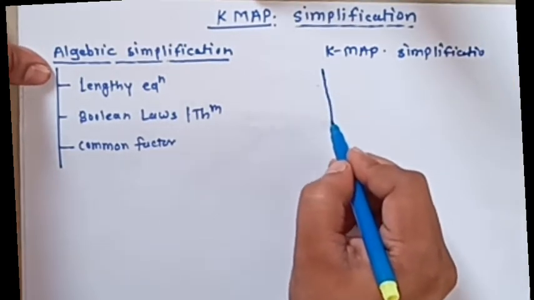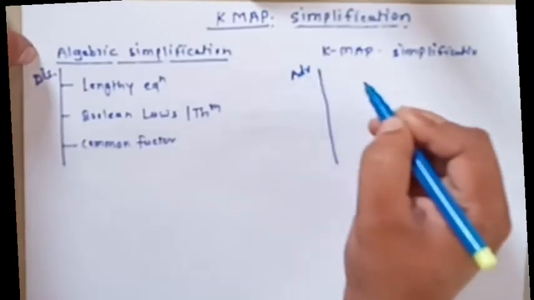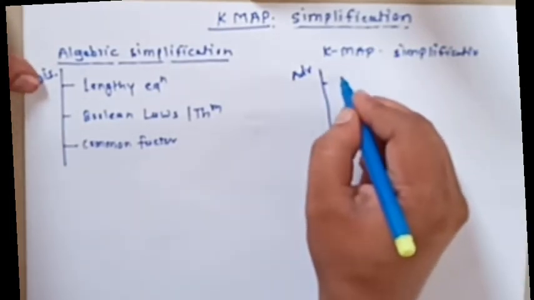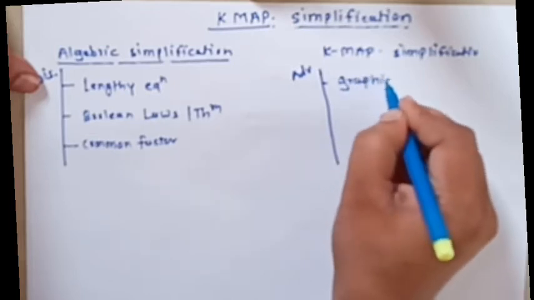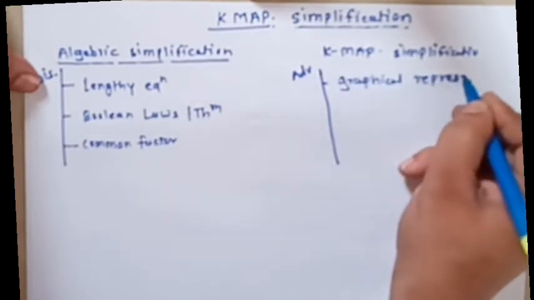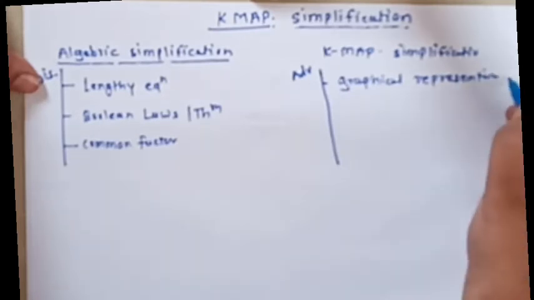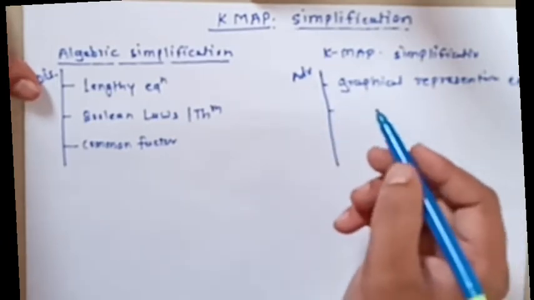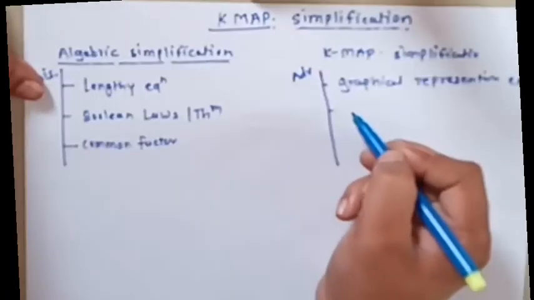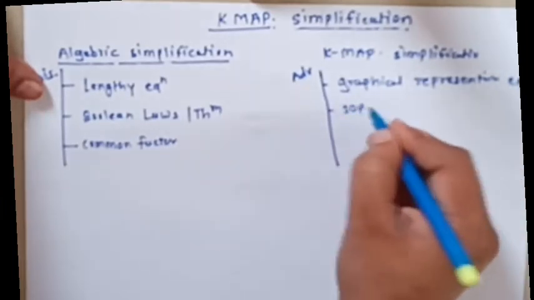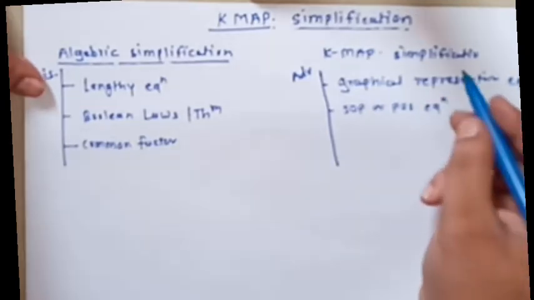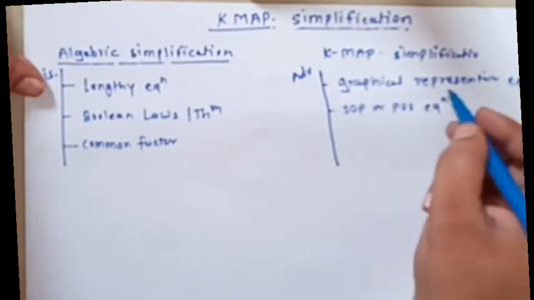Now let us see the advantages. These were the disadvantages, and here we will see the advantages of K-map. The K-map is a graphical representation of the equation. Here we do not write lengthy equations. SOP or POS equations can be shown by using the graphical representation method.